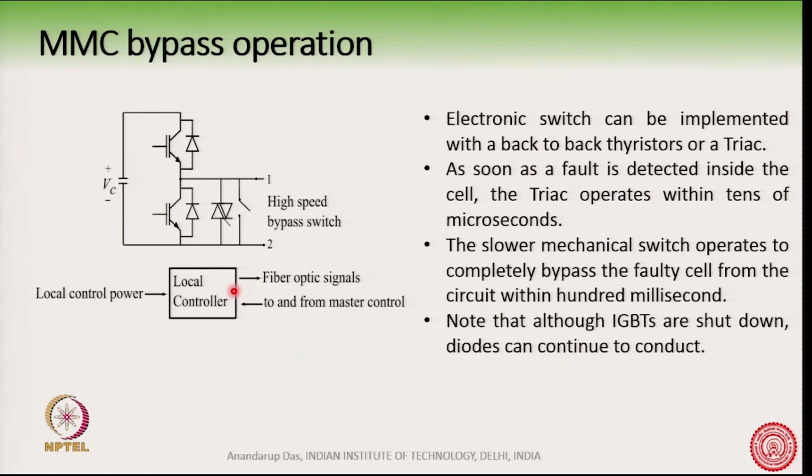That is the first thing that is done, and subsequently the slower mechanical switch is operated. The mechanical switch typically operates within 100 milliseconds, say between 60 to 80 or maybe 80 to 100 milliseconds, and then it fully bypasses the cell, because the mechanical switch in the on state is nothing but a piece of copper and has very little resistance. So, the current will be completely bypassed through the mechanical switch.